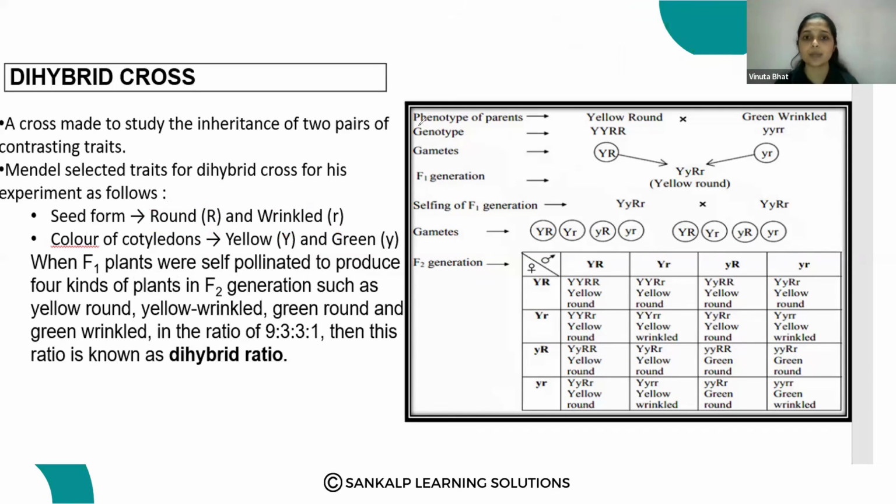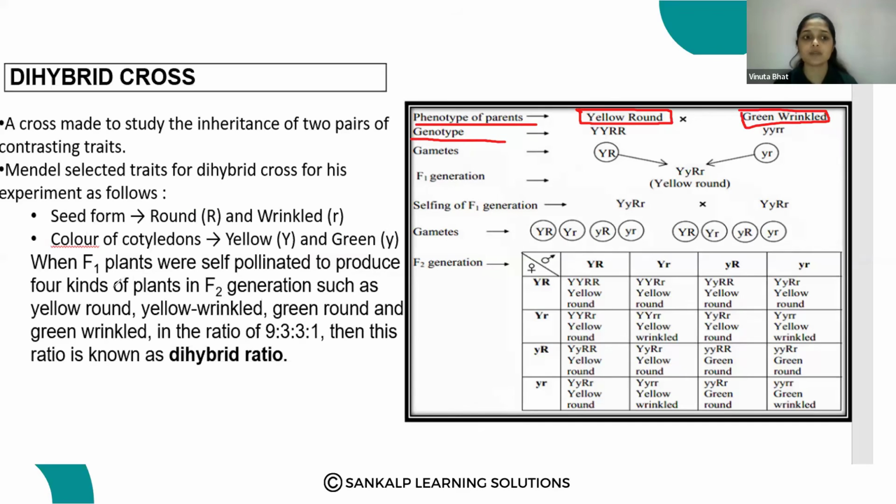Here the phenotype of the parents, that is yellow round seed and green wrinkled seed, are crossed. Here pure breeding yellow round seed producing plant and pure breeding green wrinkled seed producing plant were selected for his experiment. Then what is the genotype of this selected plant?